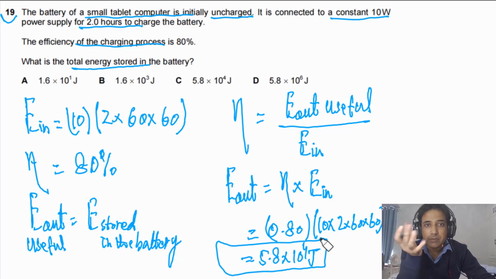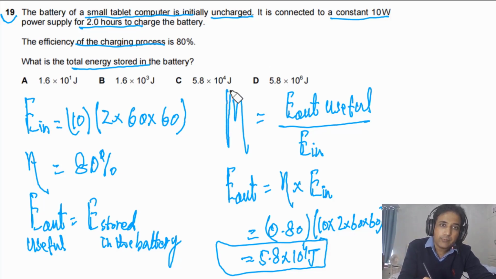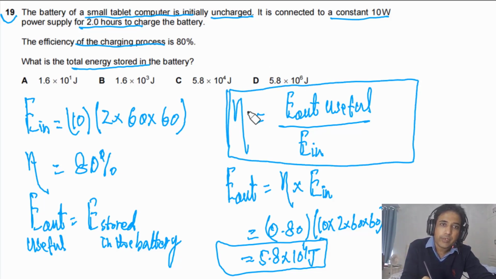Pretty straightforward question. You just need to understand efficiency. If we write it down, percentage efficiency has to be equal to E useful over E in multiplied by 100%. So if we are talking about percentage efficiency, this is a very important one: useful energy output.